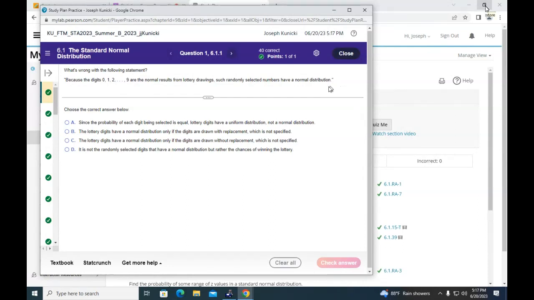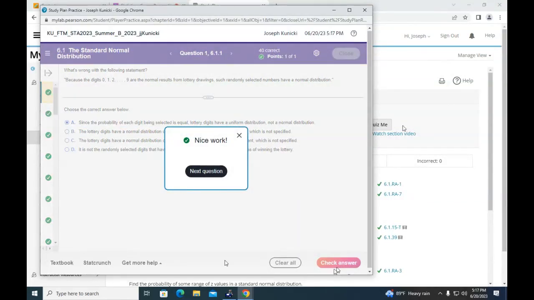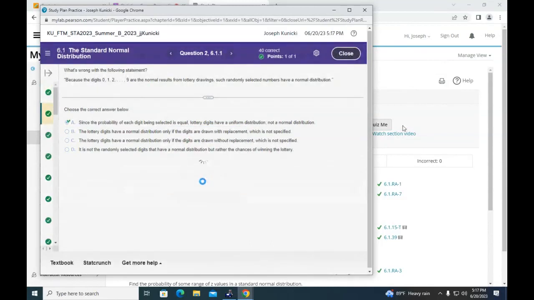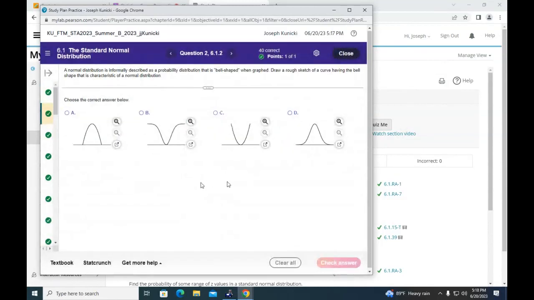No, they wouldn't have a normal distribution. That would mean one of them is the highest, the one that's most often chosen, and they're sloped down. But that's not true. They actually are uniform. Since the probability of each digit being selected is equal, they're equally likely, so it's uniform. So a lot of people get confused about uniform and normal. So that's just a warning to us.